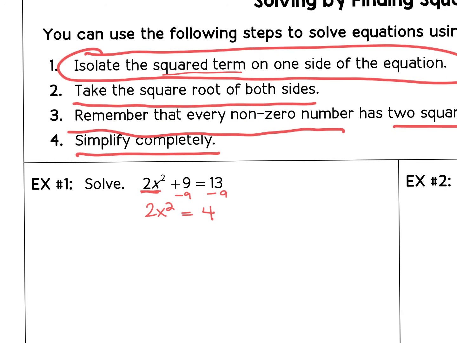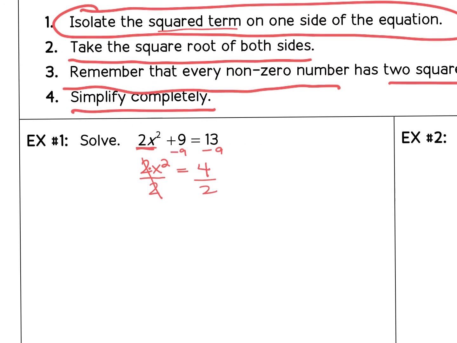Now, before I take the square root, I have to remove the coefficient in front of x squared. You have to remove any numbers in front of this squared term. So I'm going to divide both sides by 2, because we're multiplying x squared by 2. To undo that, we divide by 2.